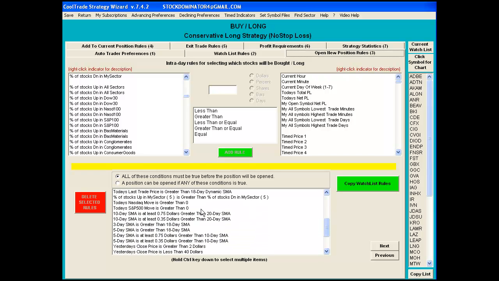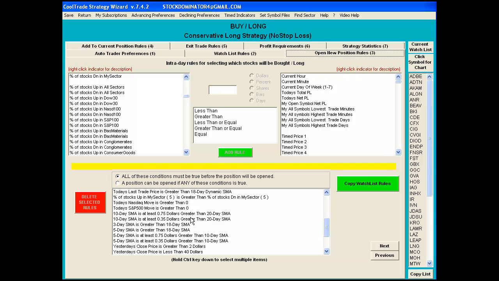A few more simple moving average numbers. The 10-day simple moving average is at least 75 cents greater than the 20-day simple moving average. The 10-day is at least 35 cents greater than the 20-day. That rule shouldn't be in there if the 75 is there, but no big deal. If there's a rule that says the same thing with a different value, it's going to take the higher value in this case. So if you have an extra rule, not a big deal whatsoever.